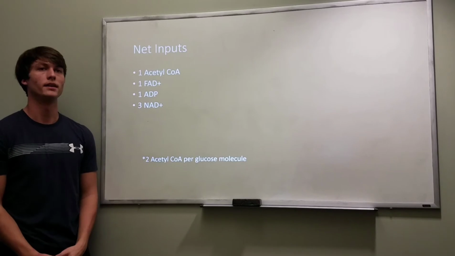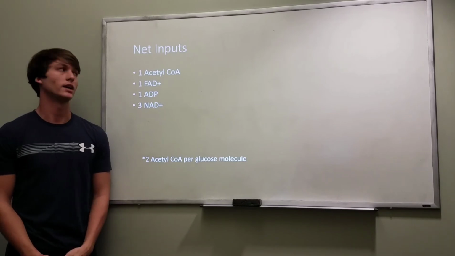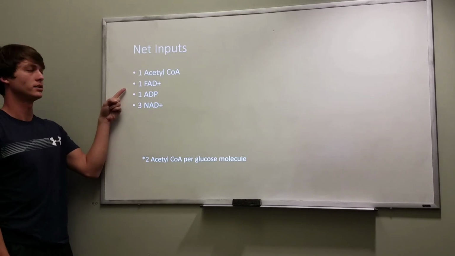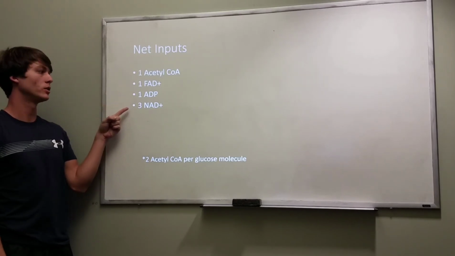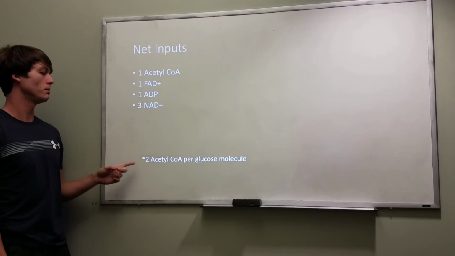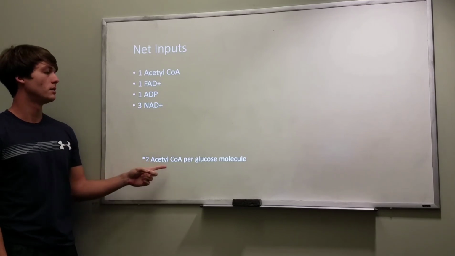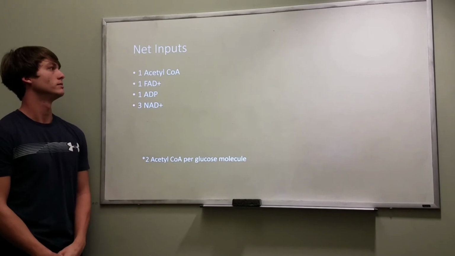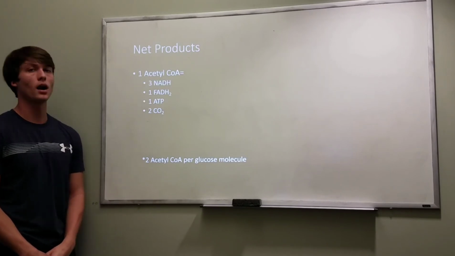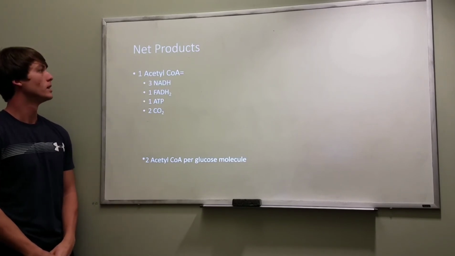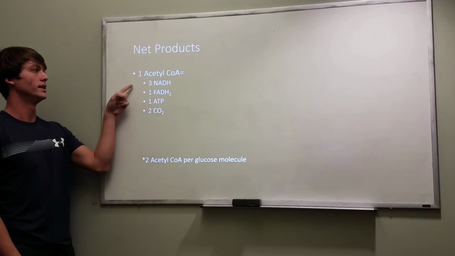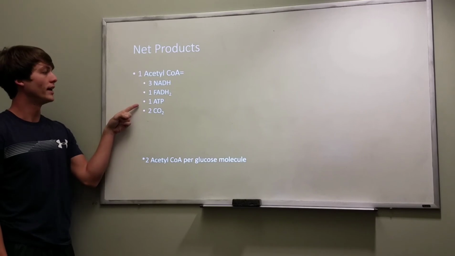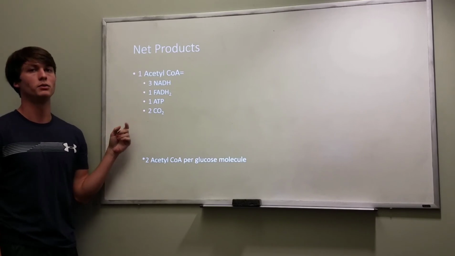To recap, the net inputs for the Krebs cycle are 1 acetyl-CoA, 1 FAD, 1 ADP, and 3 NAD+. Now keep in mind, 2 acetyl-CoAs per glucose molecule come out of pyruvate oxidation. The net products of the Krebs cycle per acetyl-CoA are 3 NADH, 1 FADH2, 1 ATP, and 2 CO2 molecules.